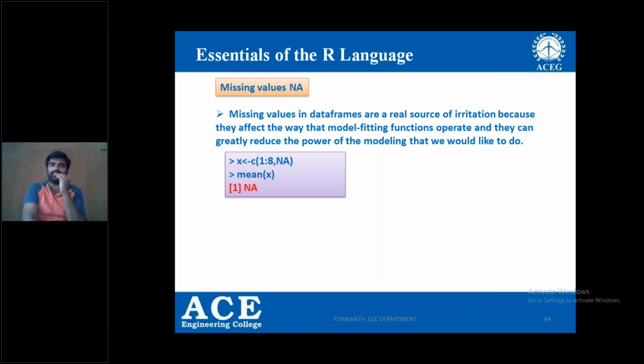Missing values are a real source of irritation, because they affect the way that model fitting functions operate, and they can greatly reduce the power of the modeling. For example, I have a vector defined. What is the vector here? 1 to 8, and another element is concatenated with NA. It is a missing value. So it returns this when you find the X value.